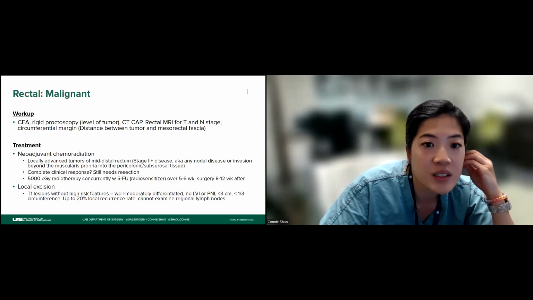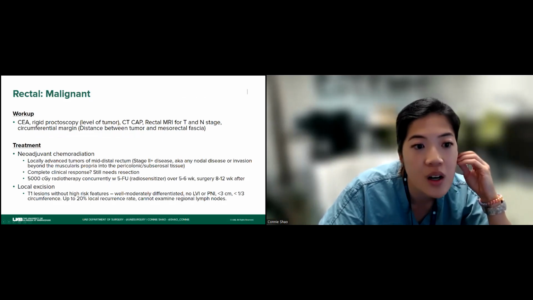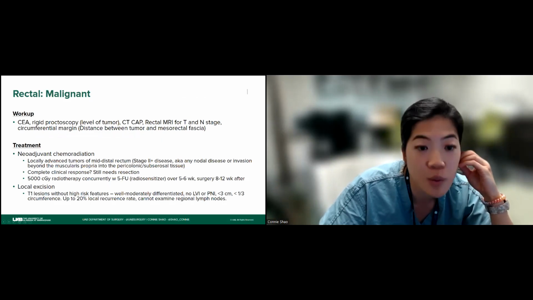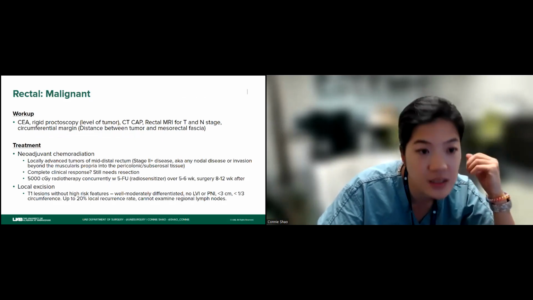And then for rectal cancer, this is how you work it up. Importantly, it's a rectal MRI. In the past, people talked about an EUS, and that's not what we do anymore. For these patients, the staging system is the same. Stage 2 or above, you want to do neoadjuvant radiation. Even if you have a complete clinical response with neoadjuvant chemoradiation, you still need resection.